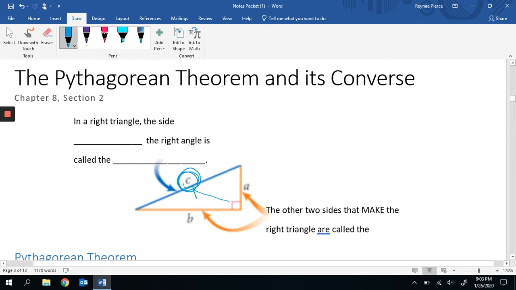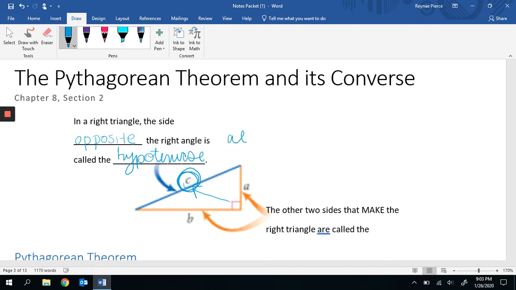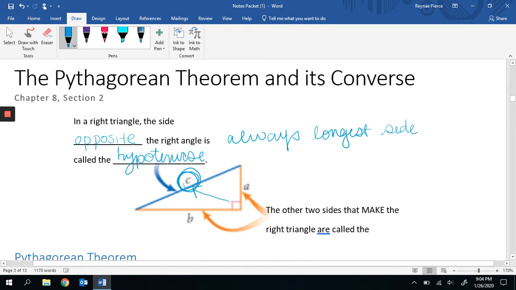Okay, so the first part that you're going to need to identify is this side that's opposite the right angle in the triangle, and that is called the hypotenuse. Okay, it is always the longest side. And like I said, that is going to be the most important side to pick out when you're doing things throughout chapter 8, but especially with Pythagorean theorem.